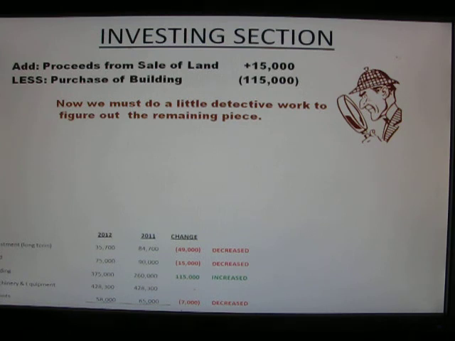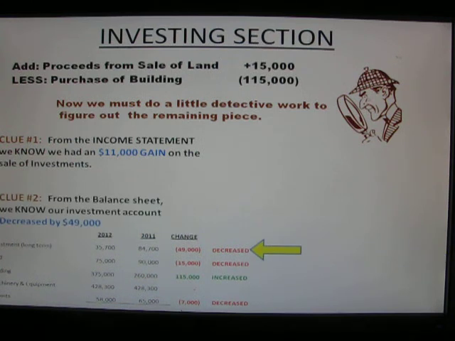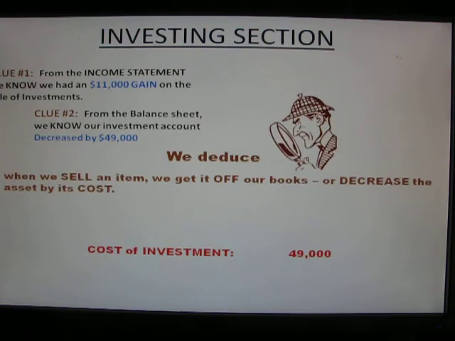To figure that out, we're going to have to do a little bit of detective work. Clue 1 is from the income statement, we know we had an $11,000 gain from the sale of investments. Clue 2, we can see from our balance sheet that our investment account decreased by $49,000. So then we can deduce, when we sell an item, we get it off our books or decrease the asset by cost. So we know our asset cost us $49,000.